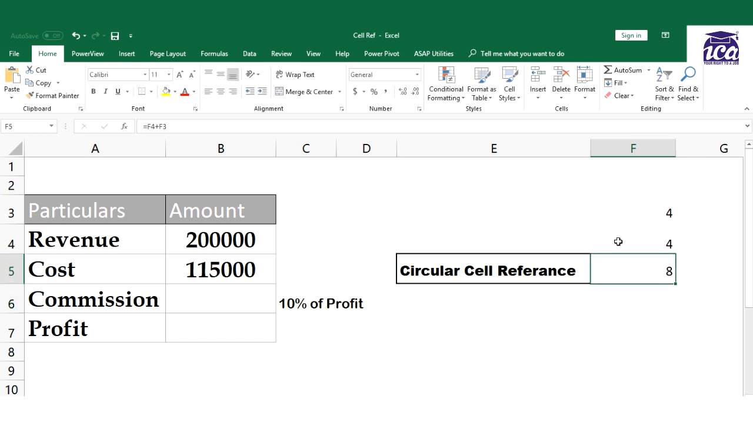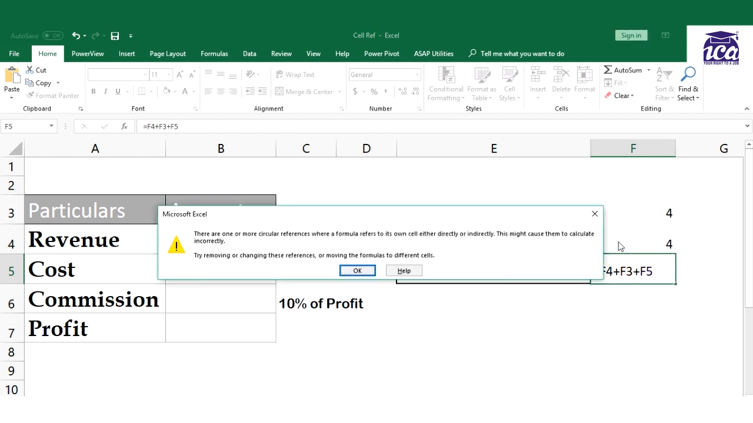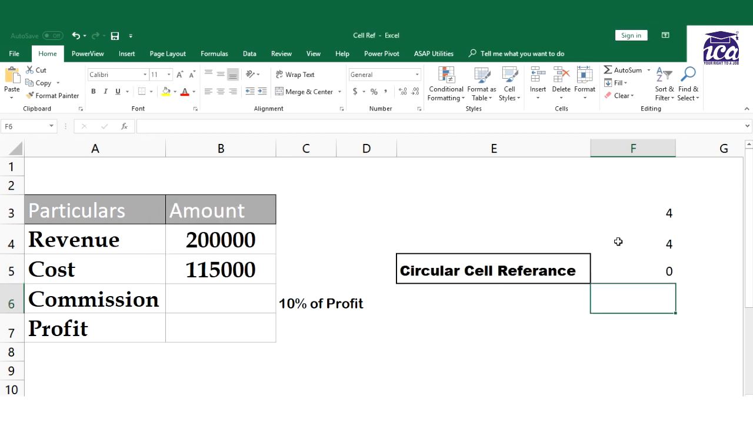But what if I do it in a way where I add this cell plus this cell, and again I add the cell in which I am applying the formula? As I said, the cell in which you're applying this formula or giving the cell reference is dependent to get you the answer. Now I've added the two cells, and with it I've added an extra cell in which I am applying the formula also. Let's see what happens. See, Excel is not able to give you the right answer, and it gives you a wrong answer, and this is how your circular cell reference is formed.